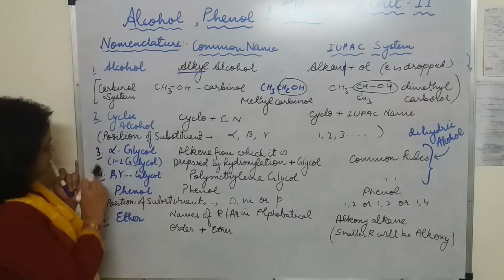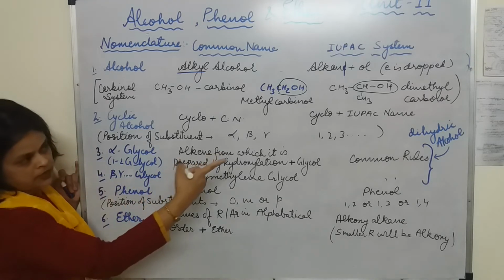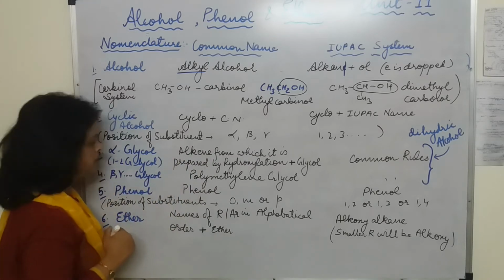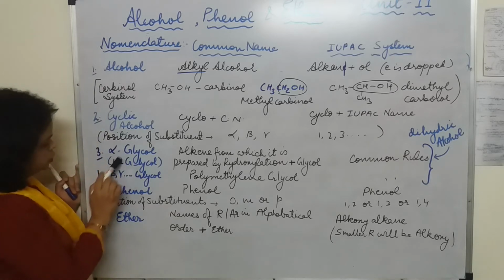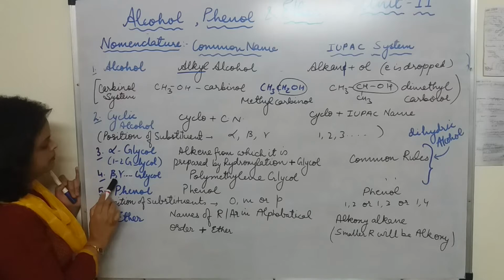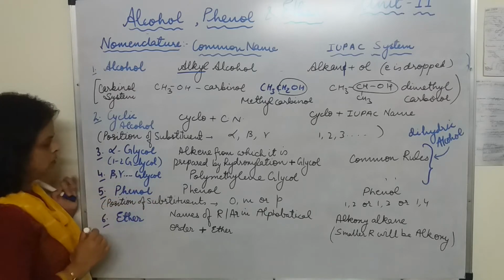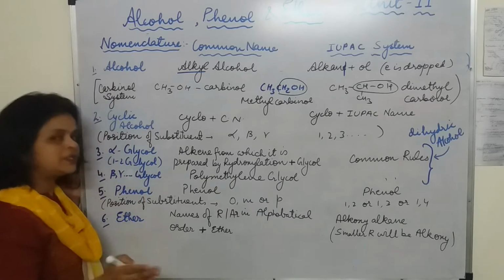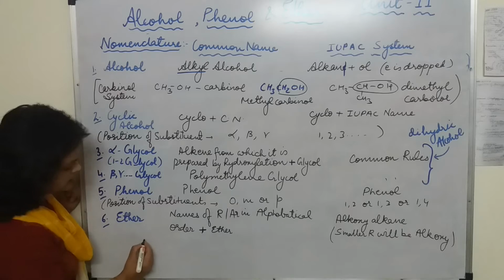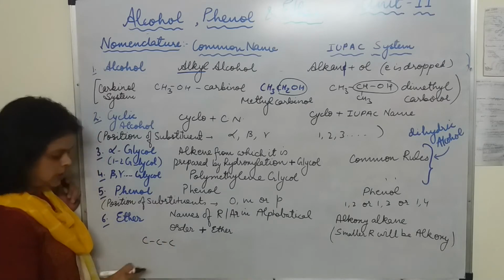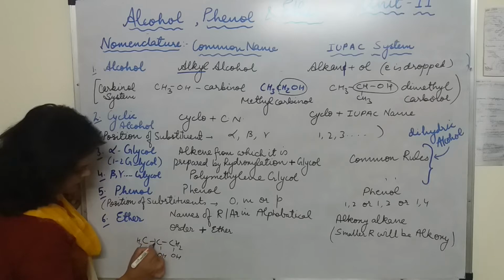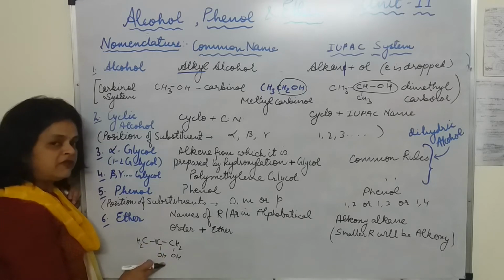Now, the third and fourth categories I had written are dihydric alcohols, which means two OH groups are present in a compound. I had written two categories: alpha glycol, and beta, gamma or other glycols. So what is alpha glycol? It is a 1,2 glycol, meaning two OH groups are present on adjacent carbons. For example, a chain of 3 carbons with this type of structure. So this is alpha glycol.